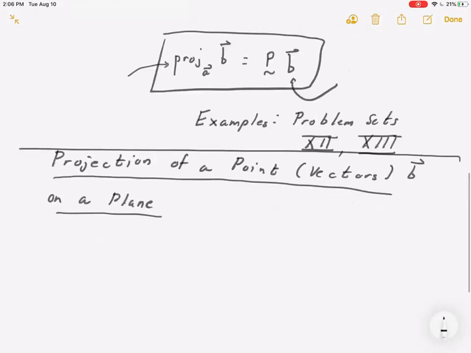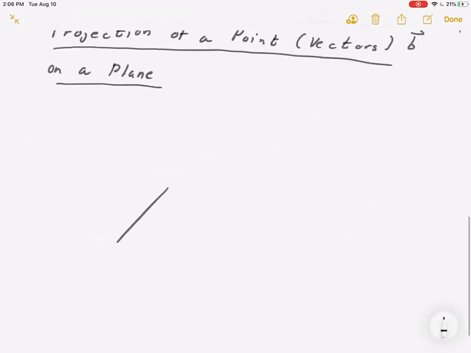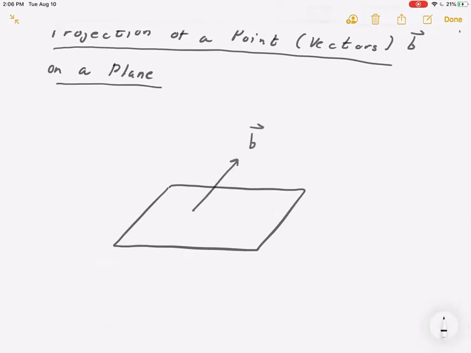So let me remind you geometrically what's going on here. Here's a vector B, and it has not one, but an infinite number of projections. So there are an infinite number of projections of B onto this plane.